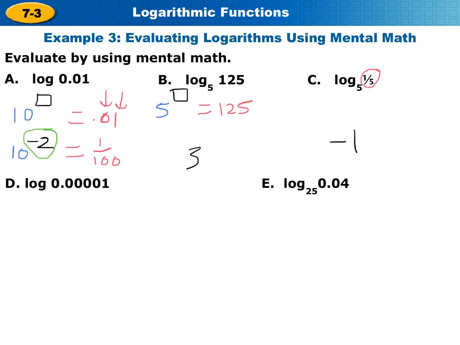The next one is 10 raised to what power is 0.00001. So you can see here we are dividing 10 5 times, and I got that from the number of zeros down here. So our answer here is -5.